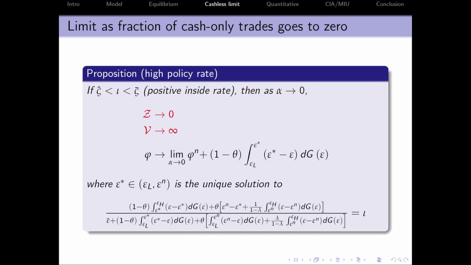So the point is, here you have an economy where the Z is 0, but the price is not the same as in the non-monetary world, which would have been the natural guess. It's that plus something. What is that? The Harrison-Kreps resale value option. There's an epsilon star, which you remember is a threshold, the optimal trading decision of the cash-only guy. There's virtually none of these, virtually none in the cashless limit.